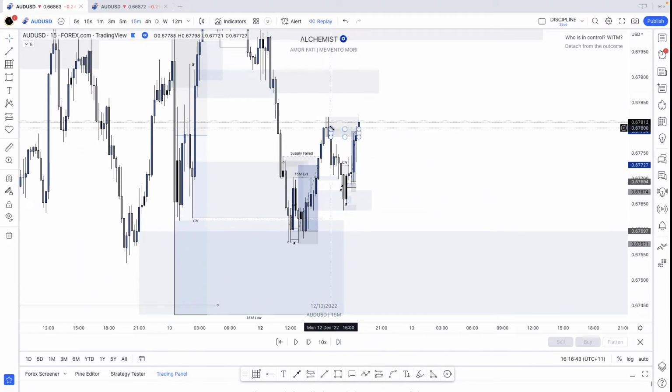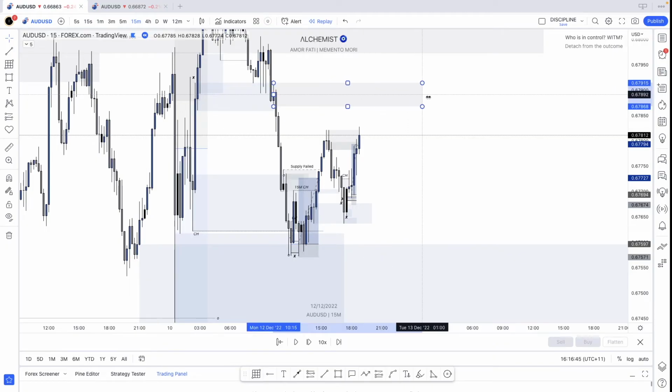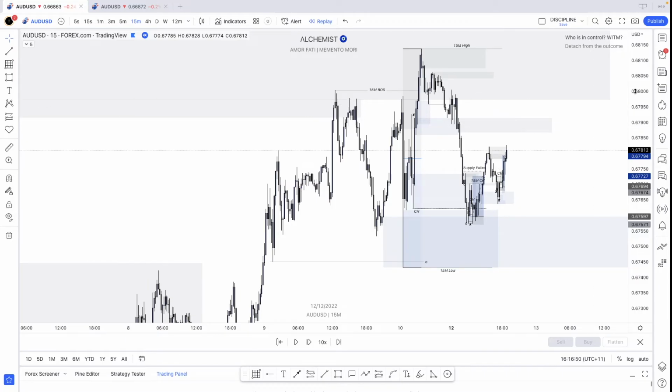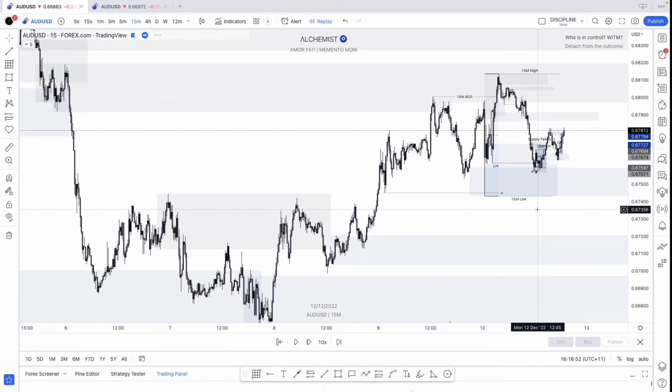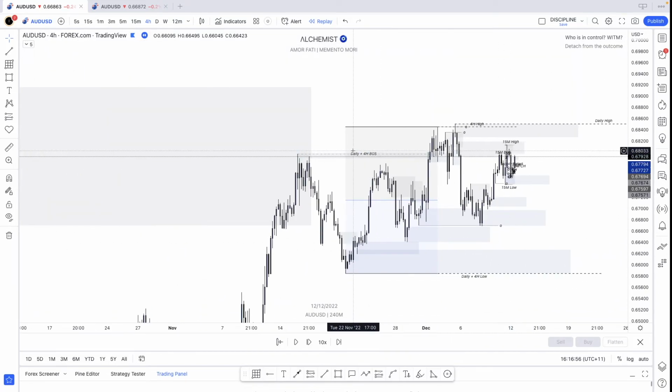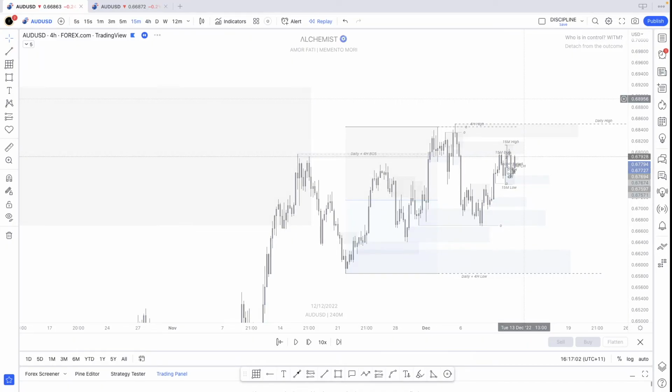Okay. So it's now mitigated. So the next unmitigated supply is this one above. Now let's just have a look at our higher time frame at the moment. So even if we go all the way out to the 4-hour, what can we see? 4-hour here is bullish. We came into discount and we're looking to take out the 4-hour high. Keep that in the back of your mind.